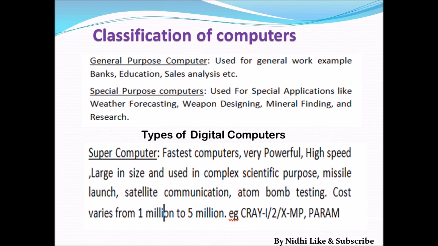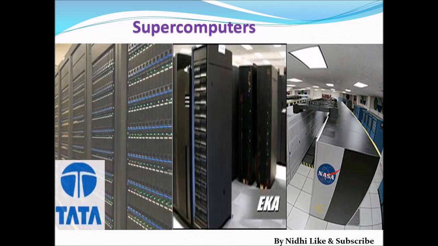So types of digital computers, first we will discuss the supercomputer. Supercomputer is the fastest computer. It is very powerful and has a high speed. It is large in size, requiring a full room, or it is in the form of cupboards, etc. It is used for complex scientific purposes, missile launch, satellite communication, bomb testing, and its cost varies from 1 million to 5 million. Some examples of supercomputers are Cray 1, Cray 2, Cray XMP. Param is India's supercomputer. Okay.